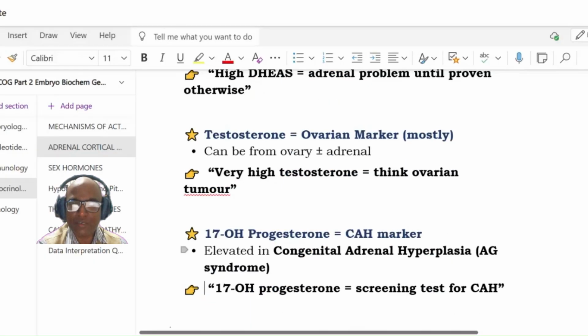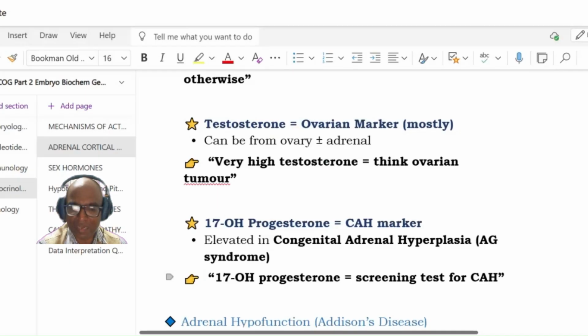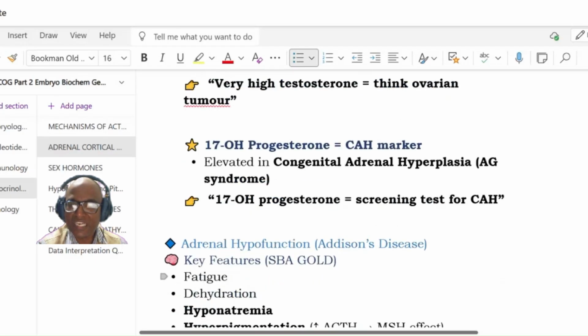Now 17 hydroxyprogesterone we have already seen, it is a CAH marker, congenital adrenal hyperplasia. It is elevated in congenital adrenal hyperplasia or adrenogenital syndrome. 17 hydroxyprogesterone is a screening test for congenital adrenal hyperplasia.